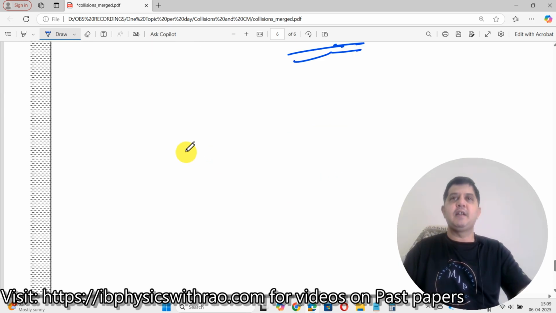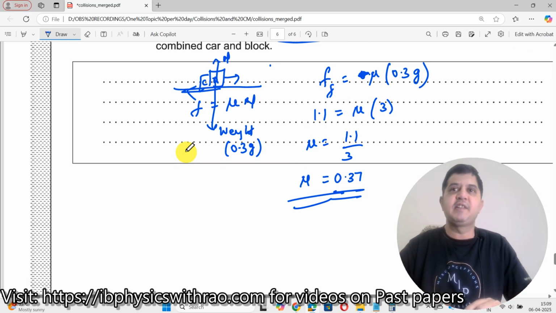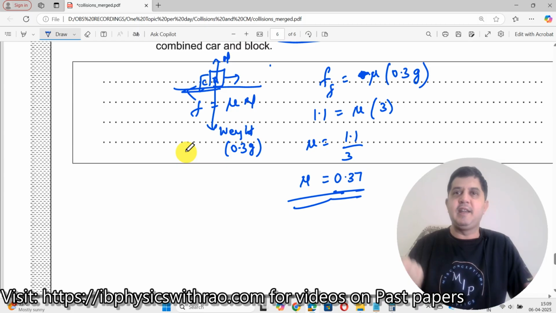I hope you have understood how to solve problems in collisions, and how collisions can be merged with either something like circular motion, or just bouncing of a ball or anything of that matter. So this is how we solve the problem.